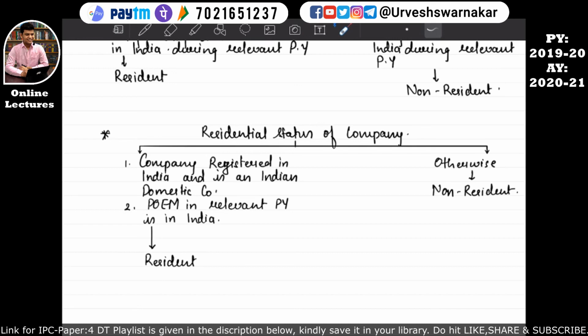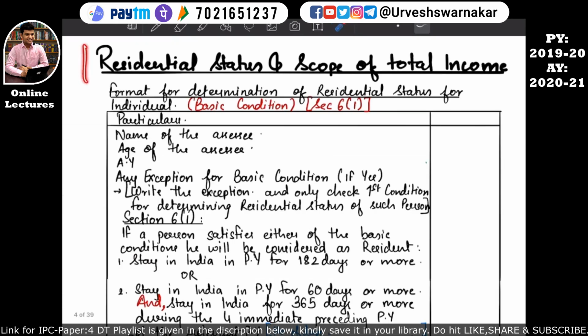Okay, a company registered in India, that is an Indian domestic company, plus POEM in the relevant previous year is in India, then such company is resident in India, otherwise non-resident in India. I hope this is quite clear to you all. Okay, residential status and scope of income comes to an end.